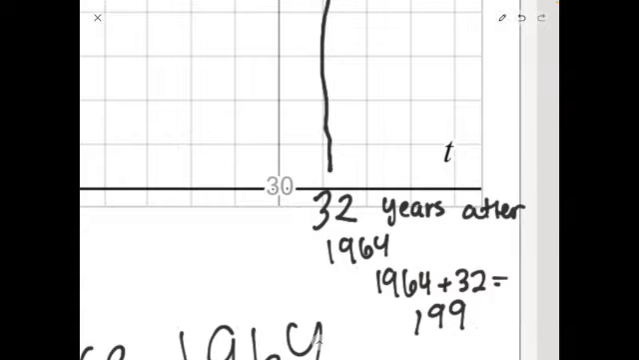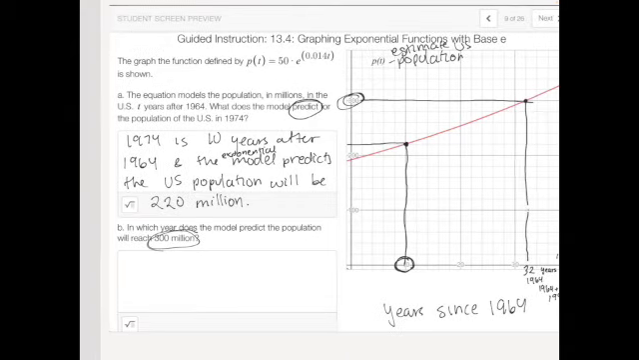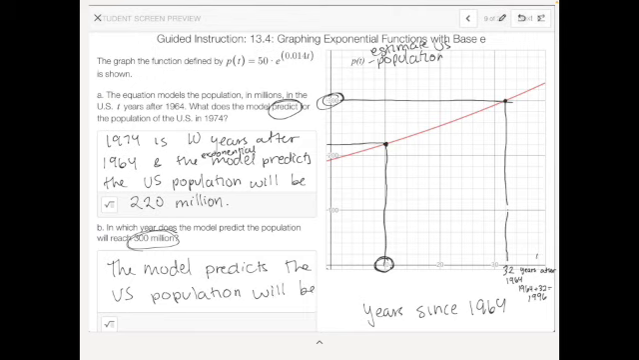This is the year 1996. So part B, in which year does the model predict the population will reach 300 million? The model predicts the U.S. population will be 300 million in the year 1996.